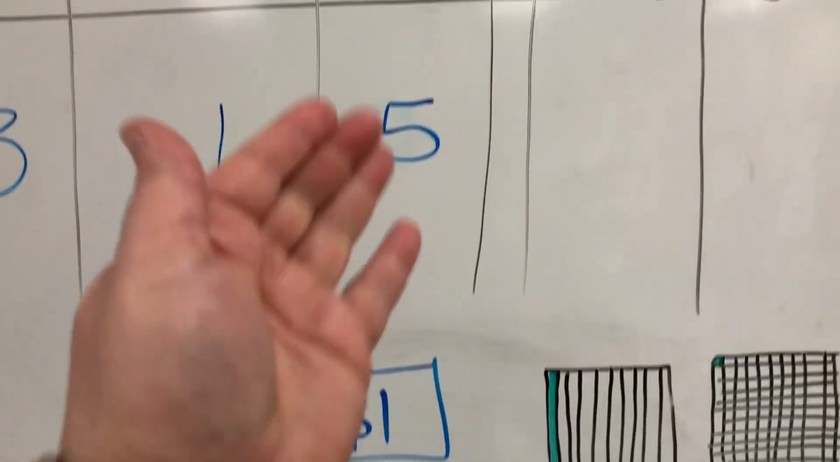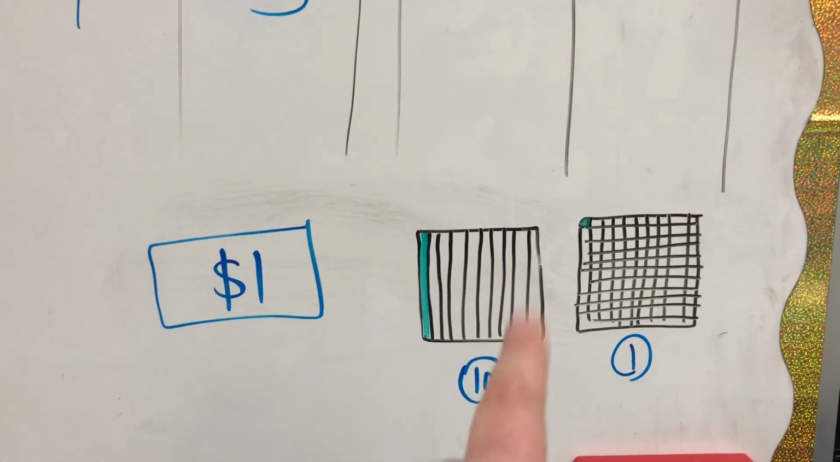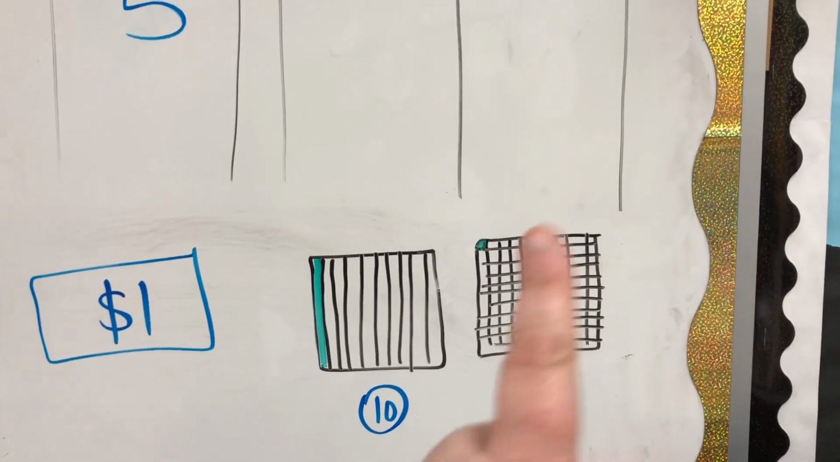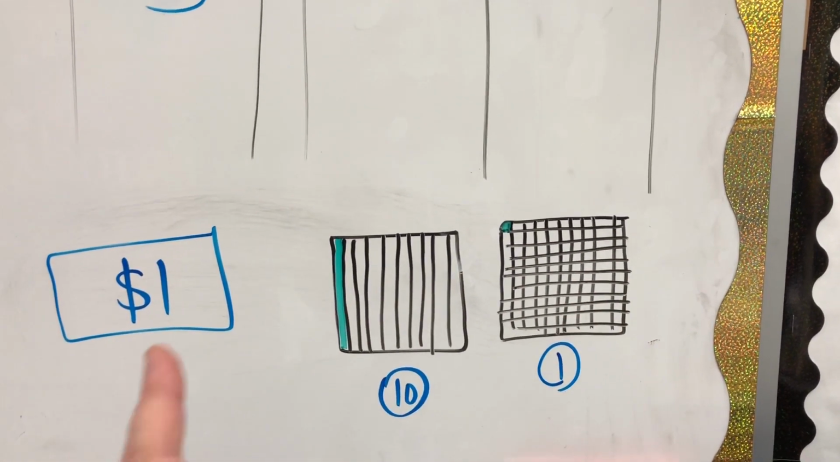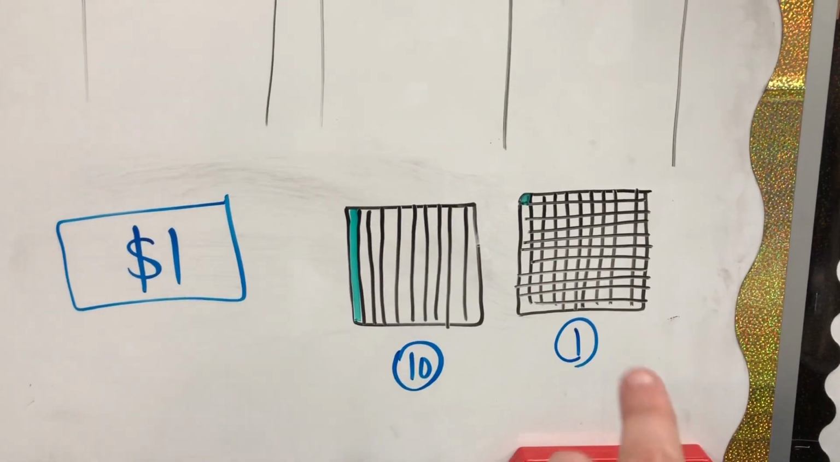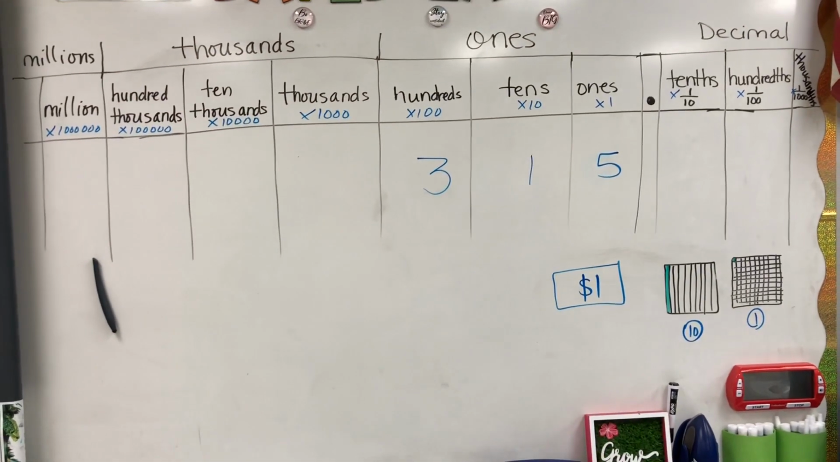So $1 will be one whole, and then the tenths will be like 10 dimes. So 10 dimes make up $1, and the hundredths will be like the pennies. So 100 pennies make up $1. So in order for this to be a whole, this will have to be all completely filled out, as well as this. So just having the students think of different ways to help them understand decimals. A little bit more practice and they'll feel like they got decimals down.